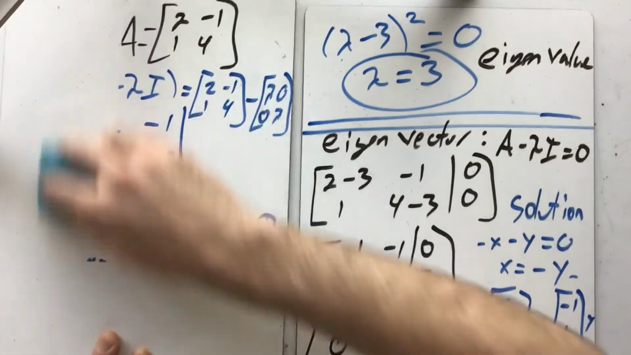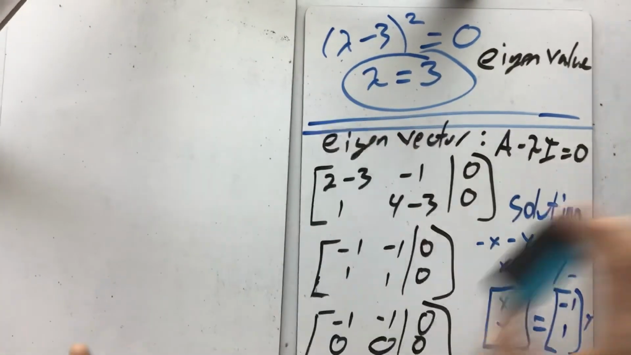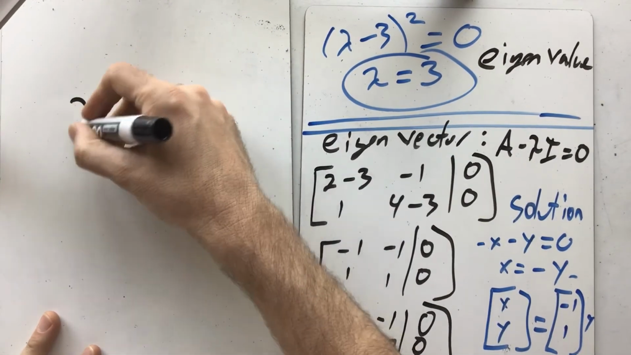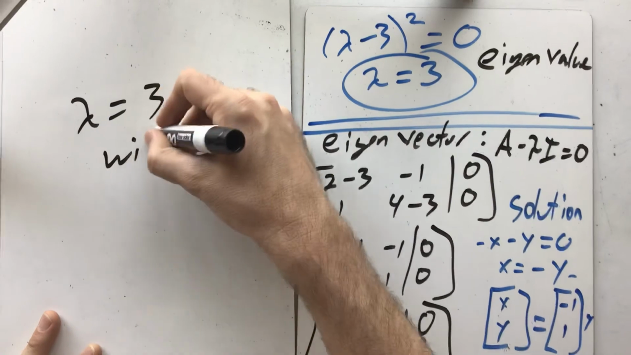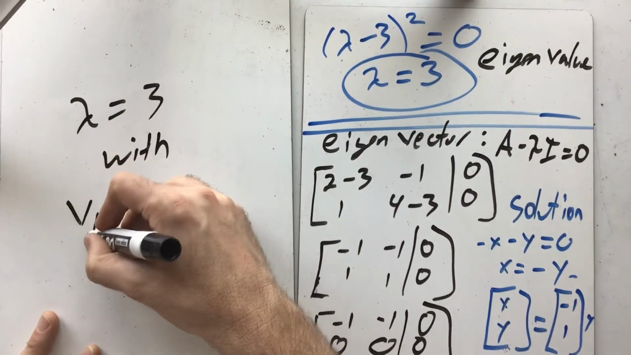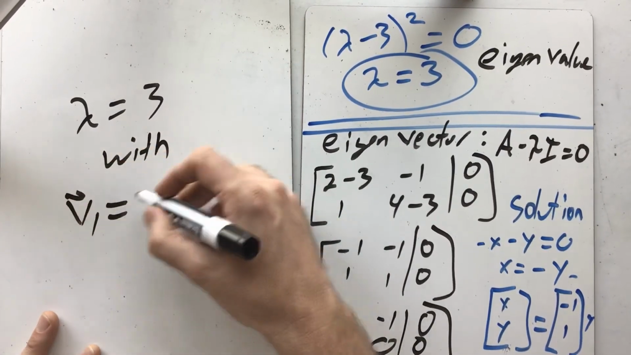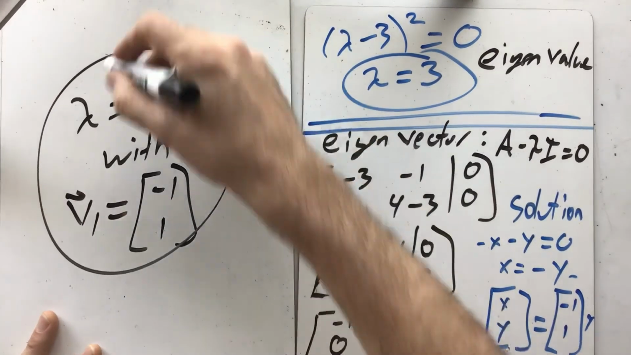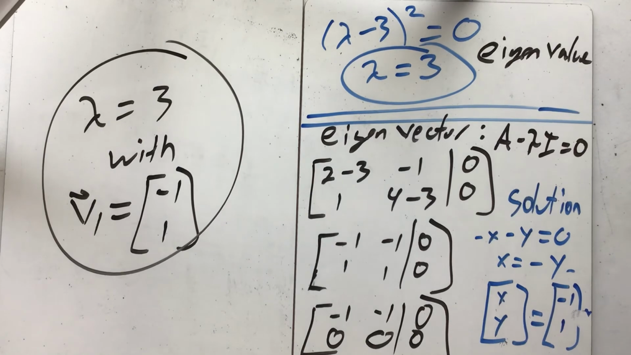You can scale this and multiply this by any number, and you get an equally reasonable eigenvector. So for this problem, we had only one eigenvalue. We got the eigenvalue of lambda equals 3 with an eigenvector v equal to -1, 1 or 1, -1 or something like that. Okay, so you can choose your favorite one.